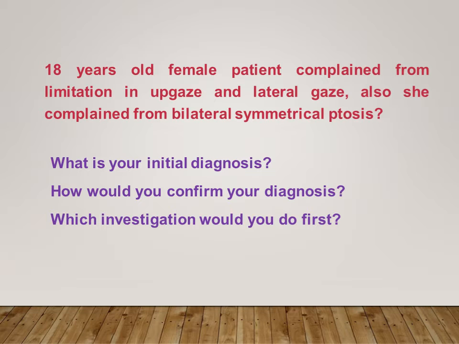Ptosis is almost always asymmetrical, while bilateral symmetrical ptosis occurs in only 3 conditions: blepharophimosis, third nerve palsy of nuclear origin, and chronic progressive external ophthalmoplegia. And this is a case of chronic progressive external ophthalmoplegia, which is Kearns-Sayre. To confirm my diagnosis, I would do a blood sample, biopsy from muscle, and lumbar puncture. The investigation I would do first is ECG, as Kearns-Sayre is associated with heart block, and this may be life-threatening.